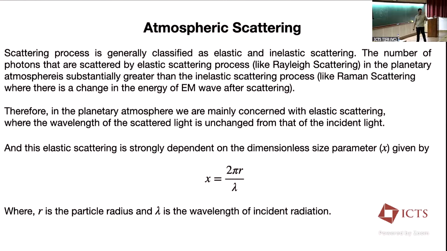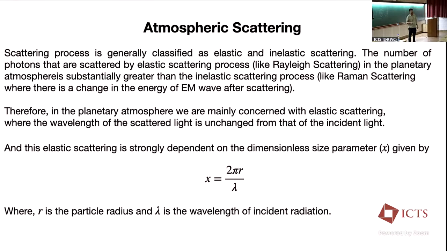Scattering is classified as elastic and inelastic, which many of you will already know. But in the planetary atmosphere, the number of photons scattered by elastic scattering processes, like Rayleigh scattering, is much, much more than by inelastic scattering processes like Raman scattering, where there is a change in the wavelength. That is why we can safely neglect Raman scattering. Of course, people can go and study how that affects things, but the effect of Rayleigh scattering is much, much larger than Raman scattering. That is why in the planetary atmosphere we are mainly concerned with elastic scattering, where the wavelength is unchanged, and that is why we include Rayleigh scattering in all our models.